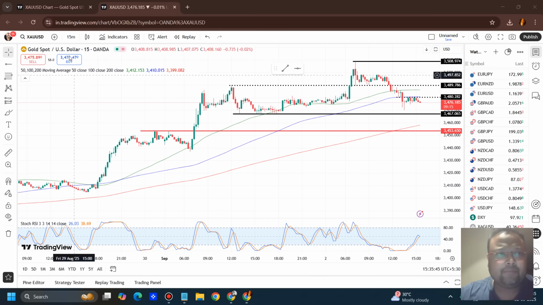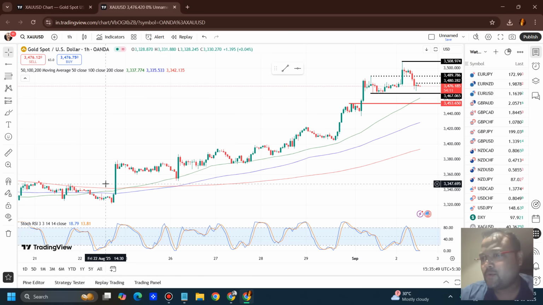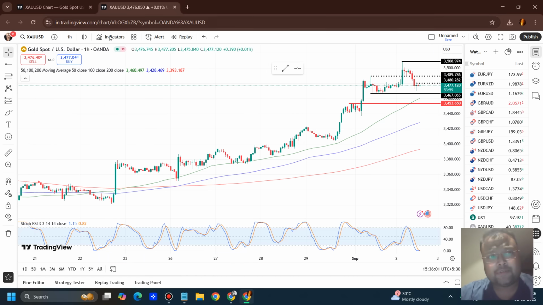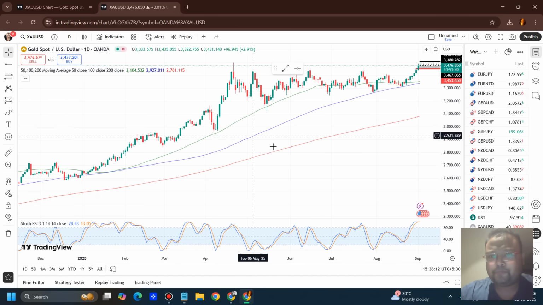And if we look at the overall chart of gold here, then obviously the overall chart of gold is bullish. There is no doubt about it. Many of you are holding gold for the last couple of weeks and months. So you can hold your buy position as long as gold is trading above 3450. If the market breaks 3450, then it's a matter of concern for buyers. Otherwise, you can hold your buy position.